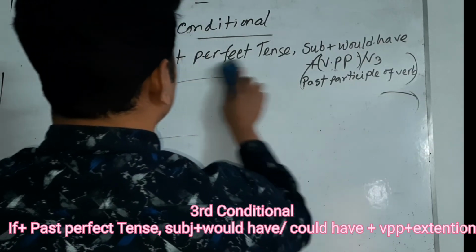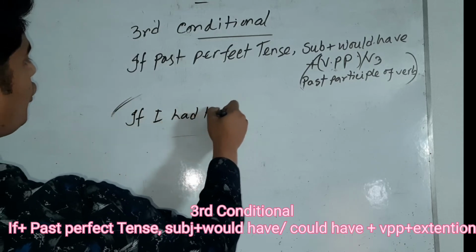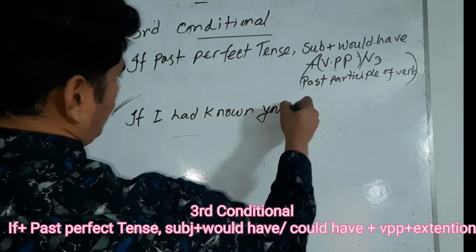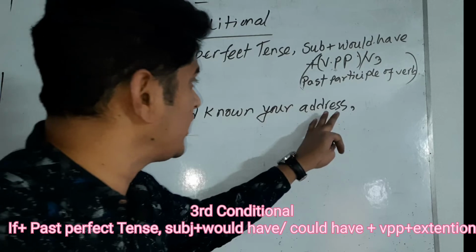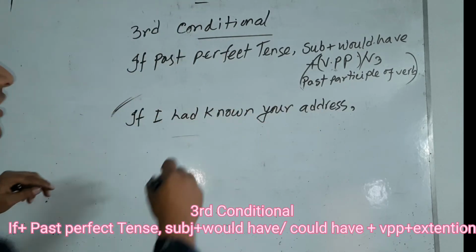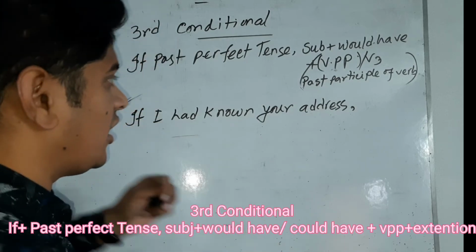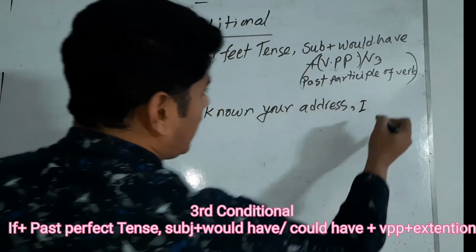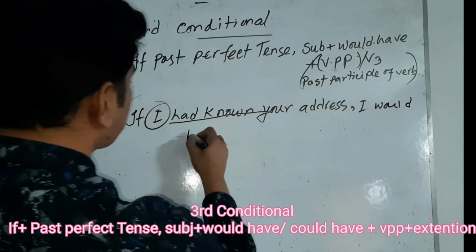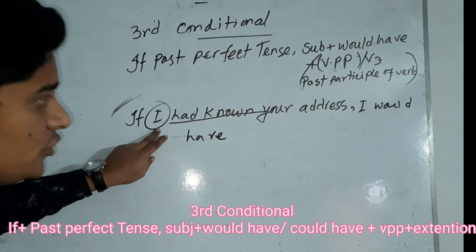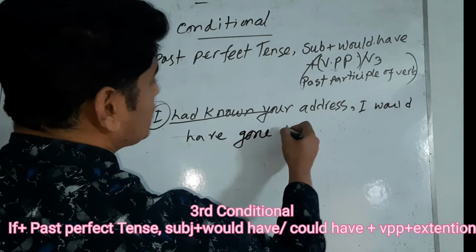Again, I am giving another example for you. If I had known your address, I would have found your address. Subject I, so you have to use I. Then there is past perfect tense, so you have to use would have. So what would I do? If I had known your address, I would have gone to your address, or gone to your house.